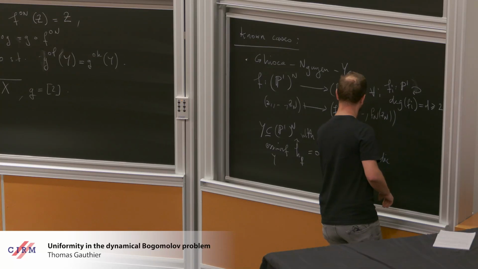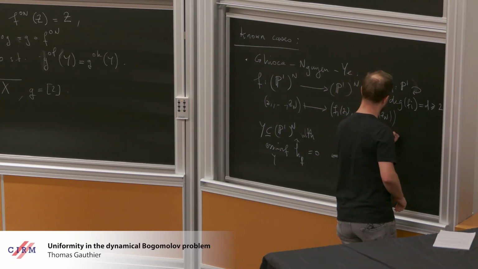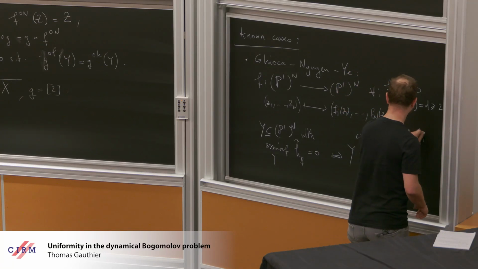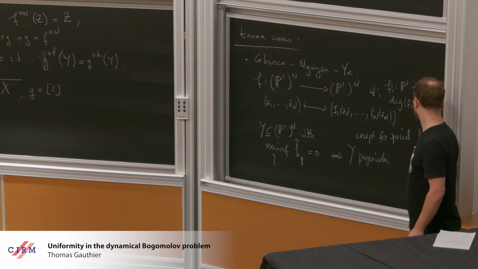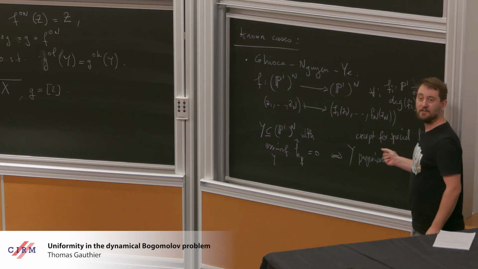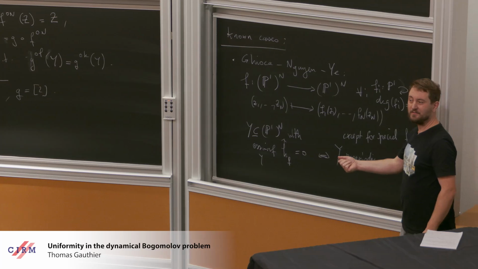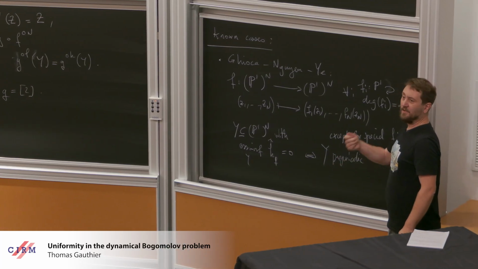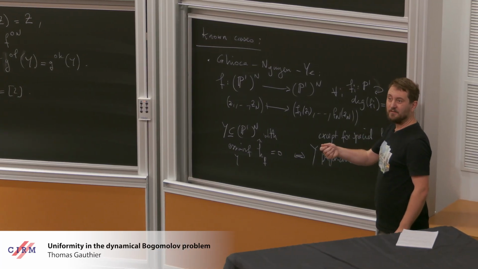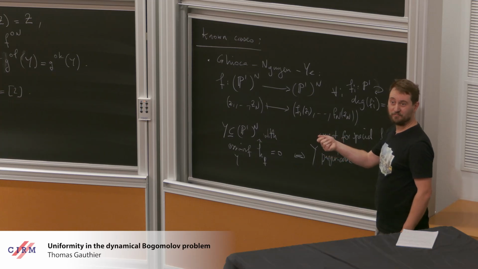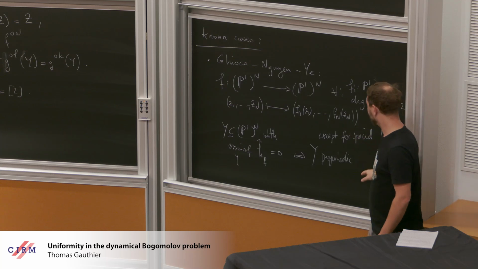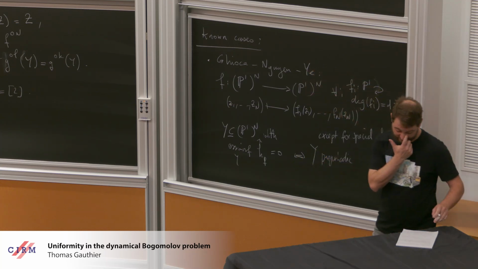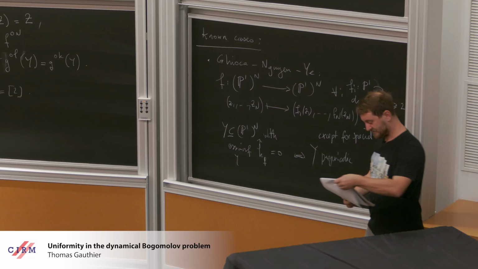Except for special Fi's. Special, I won't spend much time on that, but these are the ones which come from an algebraic group. So z goes to z^d, z goes to 1 over z^d. The Chebyshev polynomials, which come also from the multiplicative group, and the ones coming from elliptic curves. Apart from those maps, this is the answer to the conjecture.